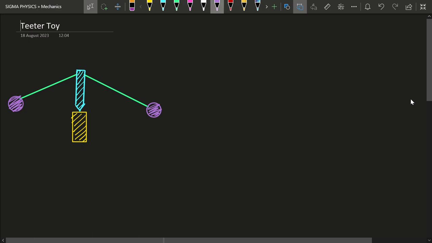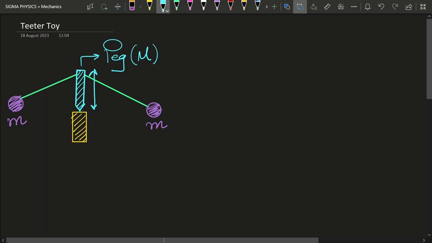This Teeter toy consists of two spherical bodies, each with a mass of m. These spherical bodies are connected to this thing known as the peg, which let's say has a mass of capital M and a length of capital L, through the two rods or arms of the Teeter toy, which let us say have a length of small l. And let us say that these rods have a mass of M prime.